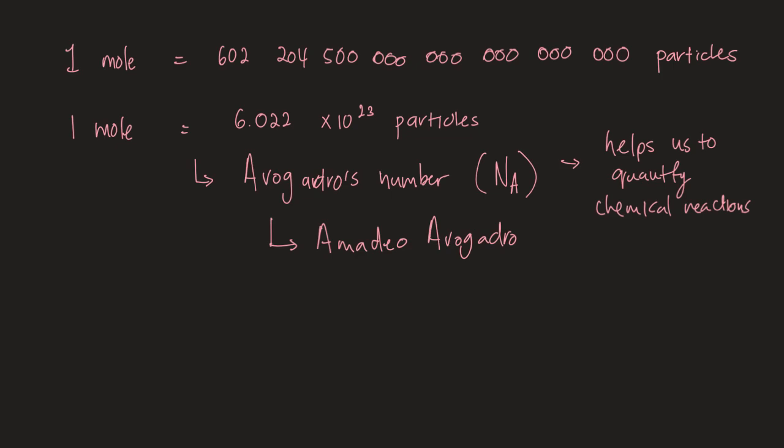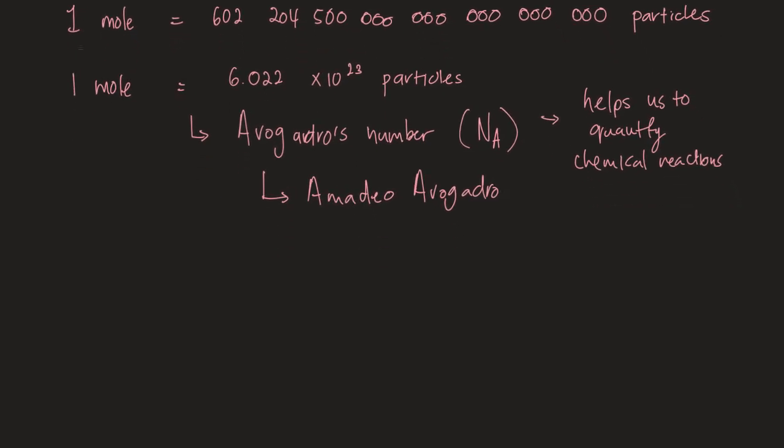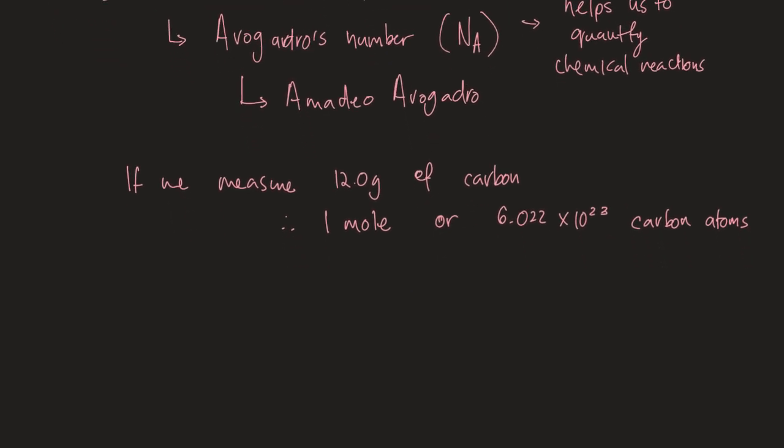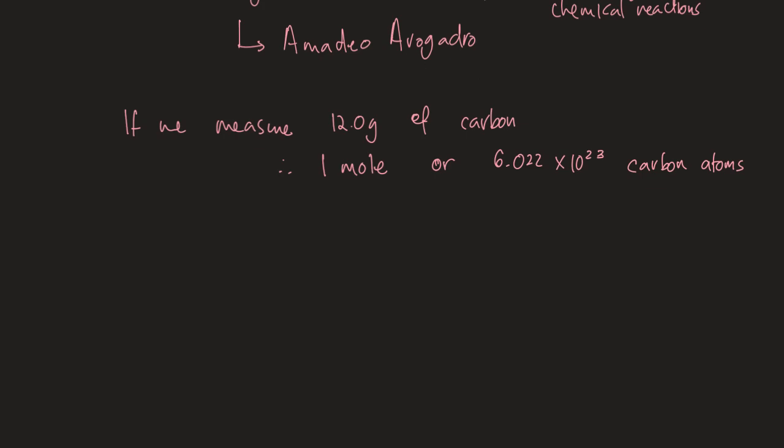The mole is a very specific number. So if we measure, and this is important, 12.0 grams of carbon, okay, we will therefore have 1 mole, or 6.022 times 10 to the power of 23 carbon atoms. Now this is our link, right? Our link between the mole and atomic mass.